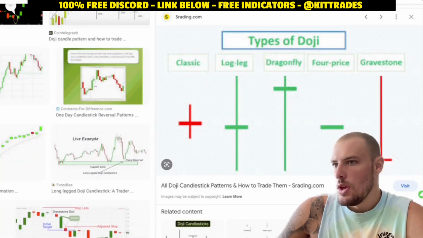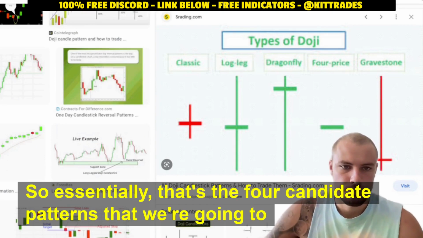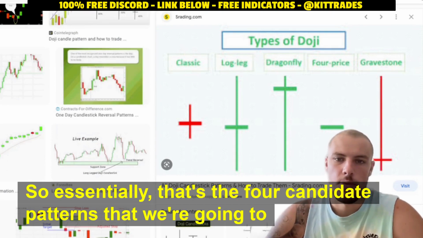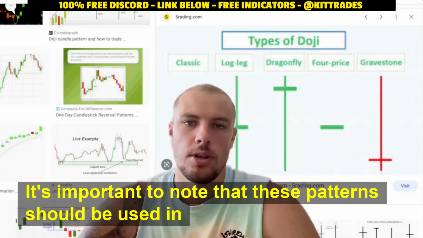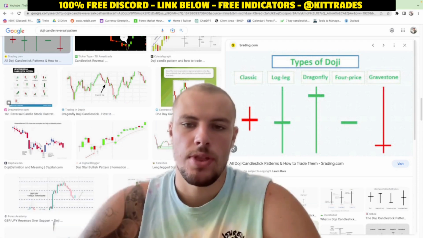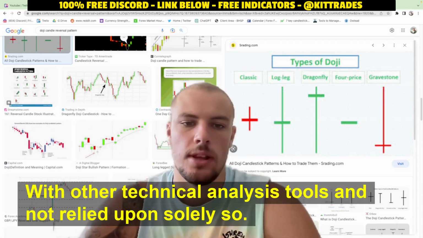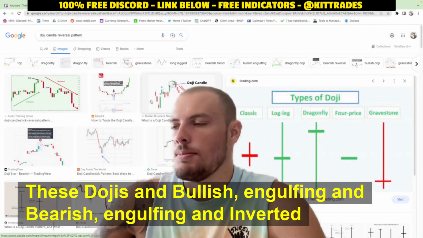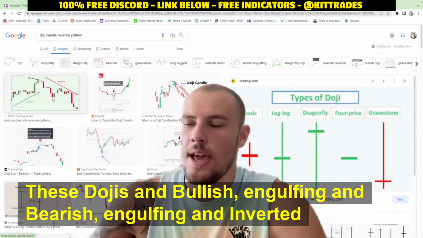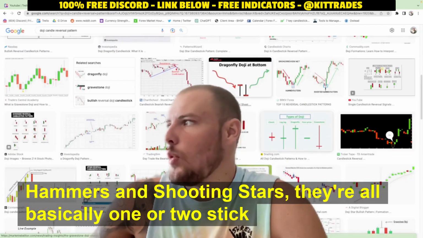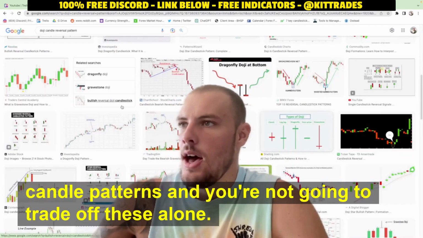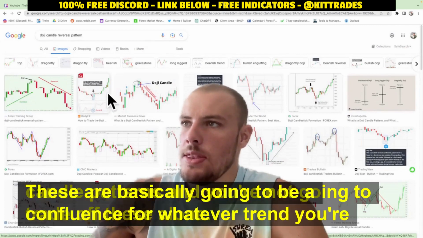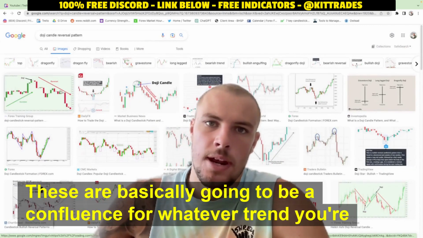So essentially, those are the 4 candlestick patterns that we're looking at today. It's important to note that these patterns should be used in conjunction with other technical analysis tools and not relied upon solely. That's really important. These dojis, bullish engulfing and bearish engulfing, inverted hammers and shooting stars, are all basically 1 or 2 stick candle patterns, and you're not going to trade off these alone. These are basically going to be a confluence for whatever trend you're already following.